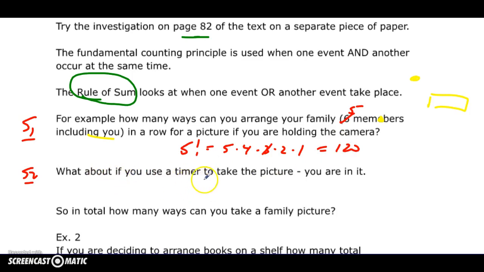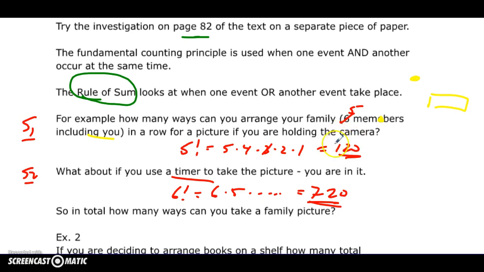What happens if you use the timer? Well, you're now in the photo, and that's going to be 6 times 5 times 4 times 3 times 2 times 1, which is really 6 times 5 factorial, which is 6 times the size of this, which is 720. Which is amazing, eh? If you add 1 extra person in the photo, you've gone from 120 to 720 different ways you can order the people, which is really fascinating. Think about that.